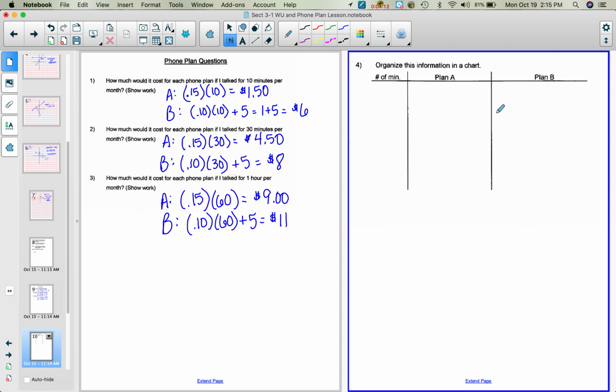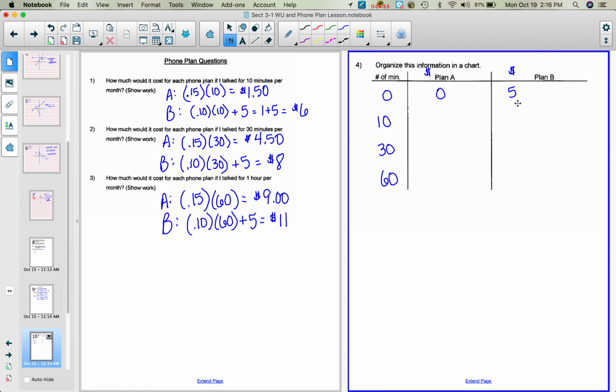So what I want to do next is to organize this in some sort of a chart. So I'm going to have the number of minutes and then the cost for Plan A and the cost for Plan B. Now, one that I didn't put on there is what if I talked 0 minutes? So I'm going to add that to my chart. And then we have 10 minutes, and we have 30 minutes, and we have 60 minutes. So if I talk 0 minutes, well, 0.15 times 0 is just 0, and that makes sense. But for Plan B, it'd be 0 plus the $5. So I'm going to put a dollar sign up here, and then I don't have to put them for each value.